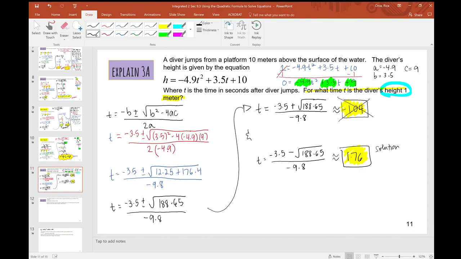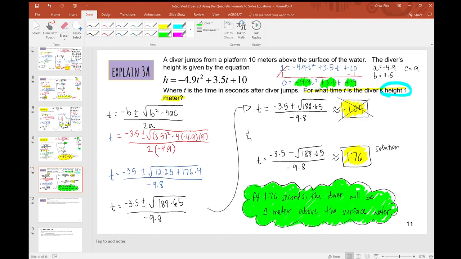Now remember, for any word problem, you have to write your answer in a sentence. At 1.76 seconds, the diver will be 1 meter above the surface of the water.